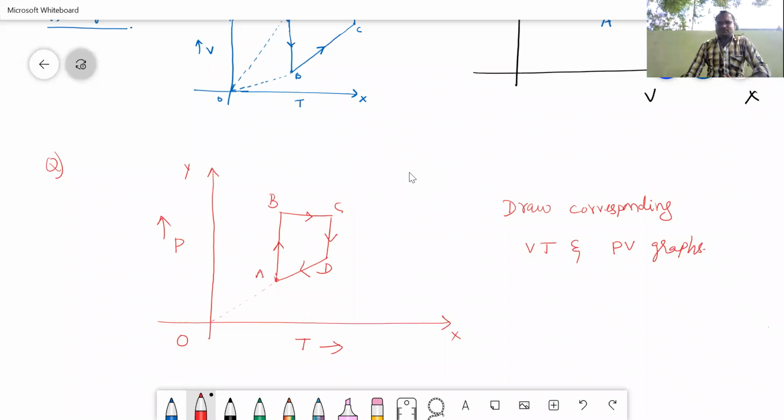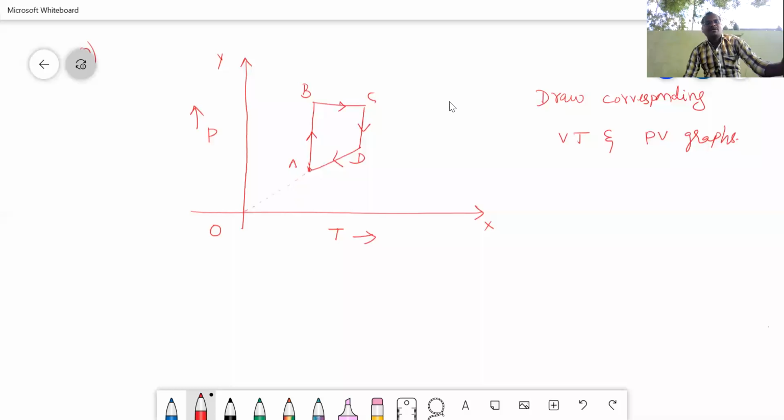So first, what you need to do? First, write what happened in the AB process, the BC process, the CD process, and the DA process. Write it on paper. I'll wait.